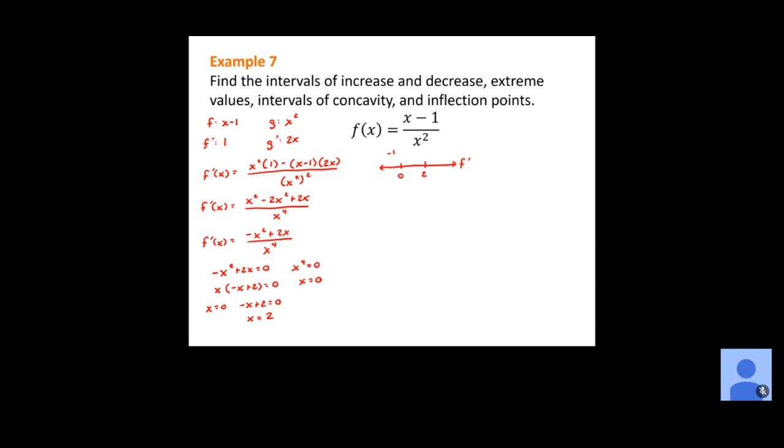-1 works. Okay, so again, I'm going to substitute into my first derivative down here. So we'll have -1, -1 squared plus 2 times -1 all over -1 to the fourth power. Okay, so now just think about this numerator here. If we take a -1 and square it, that's 1, but we're making it negative, so this is -1 minus 2. So is that numerator going to be a negative or a positive?